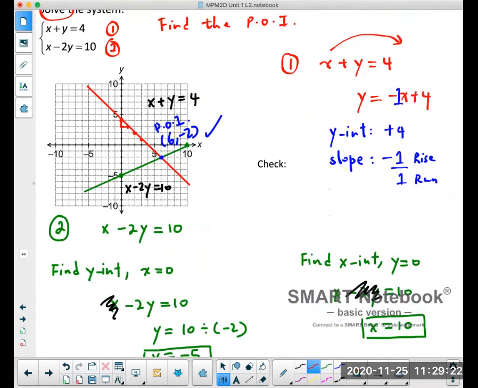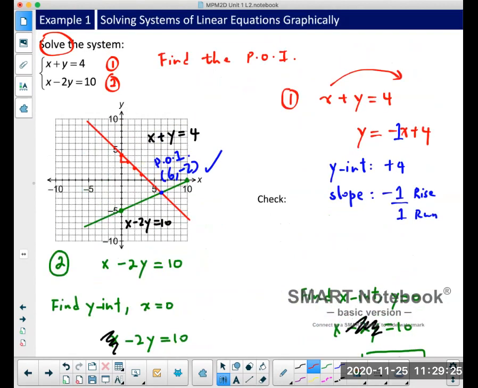So this is what we mean by solving a system of linear equations graphically, meaning we're going to find where the two lines meet by sketching both lines.